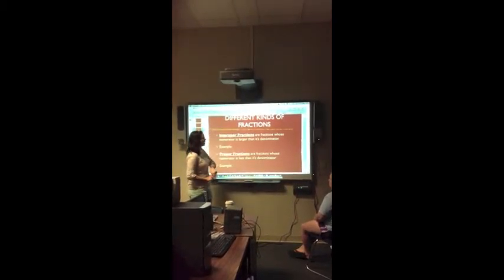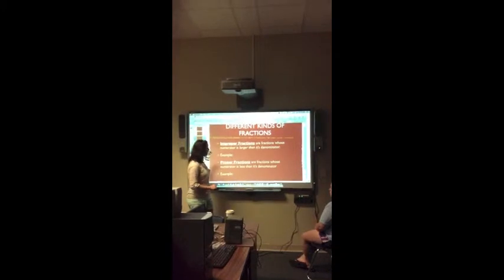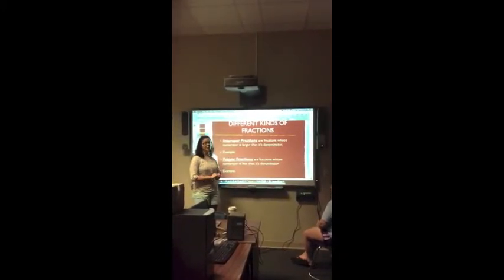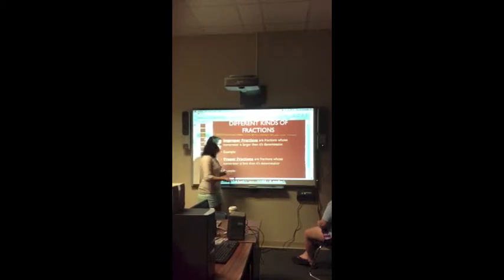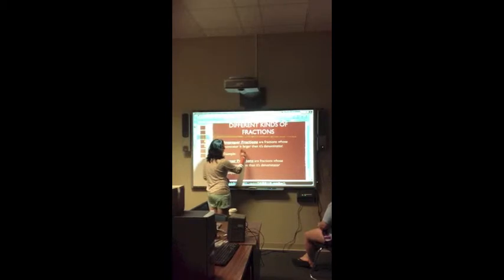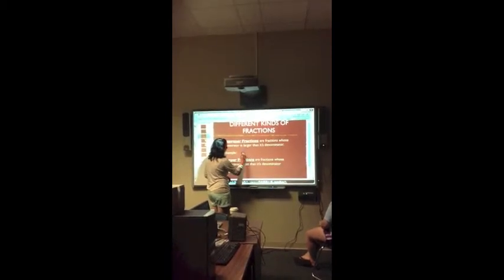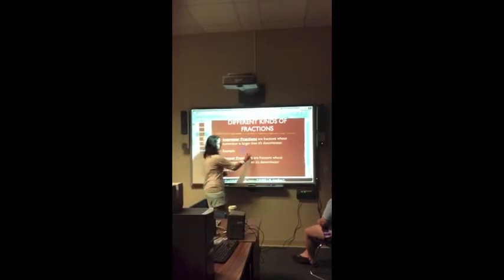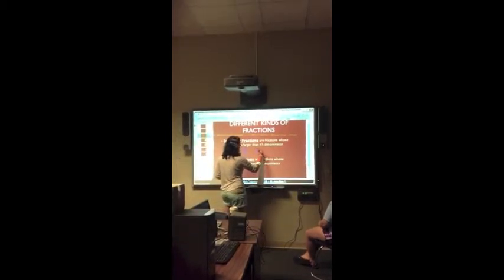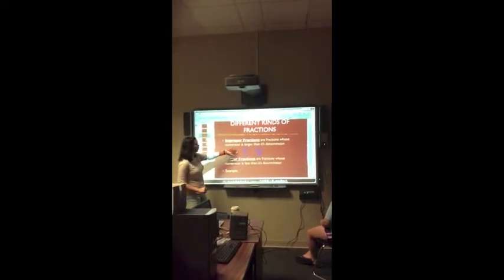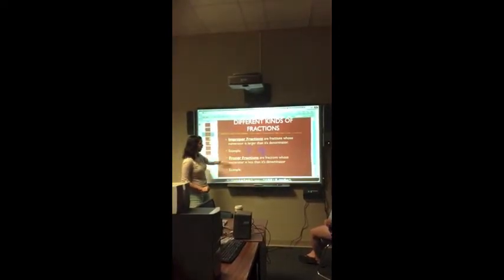There are different kinds of fractions. We have improper fractions and proper fractions. Improper fractions are fractions whose numerator is larger than its denominator. So an example of an improper fraction would be 15/5. Another example would be 22/3. As you can see, the numerator is larger than its denominator.